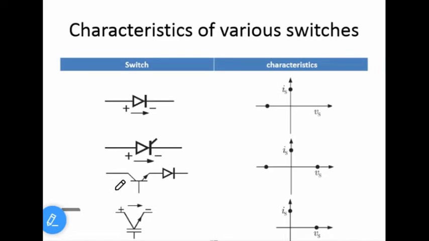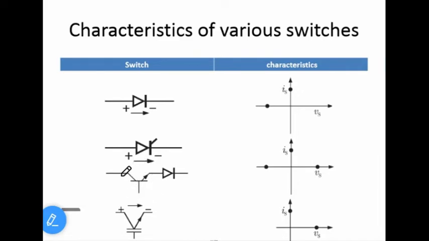Now let us take another combination of switch, where you have a BJT and a diode. BJT and diode are in series, and these characteristics are very similar to that of the SCR. Now when you apply the forward voltage without the base signal or without the control signal, the switch will be in off condition. Switch here means the BJT. I'm talking about a BJT.